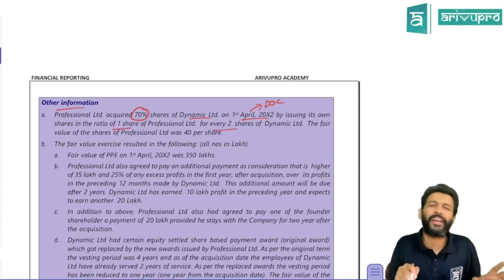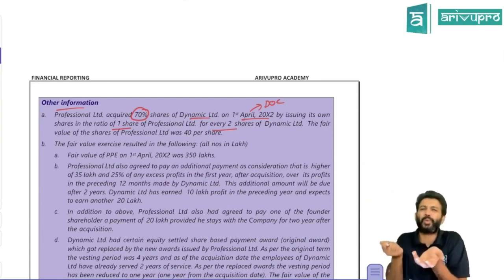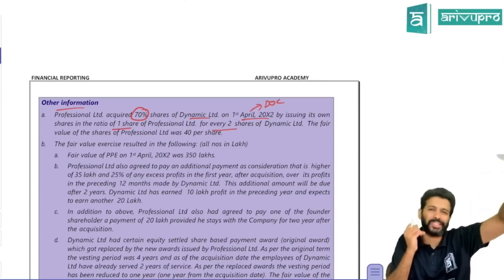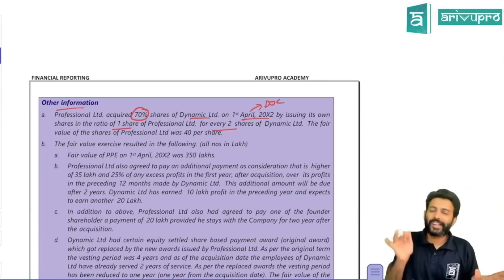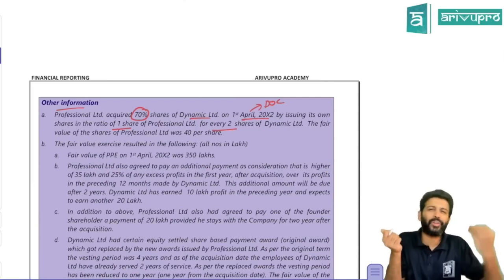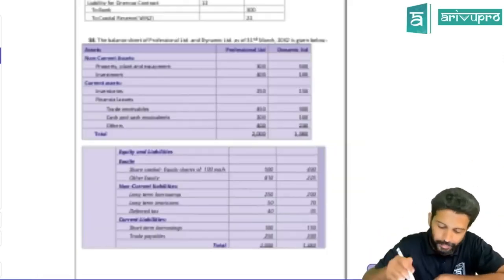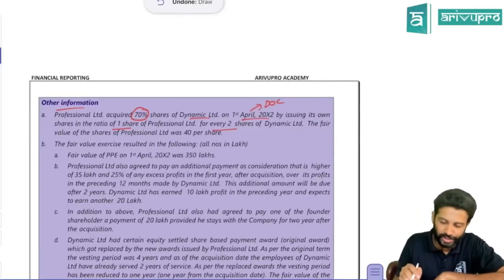So I don't think it will be a case of reverse acquisition. Because in a reverse acquisition, for 1 share acquired, usually more than 1 will be issued. Generally. If you want, you can test it out after the session is over. Here you acquired 2 and you are giving away 1. So most probably it's not a case of reverse acquisition. You can try that on your own. So it is not a reverse acquisition. It is a normal acquisition.